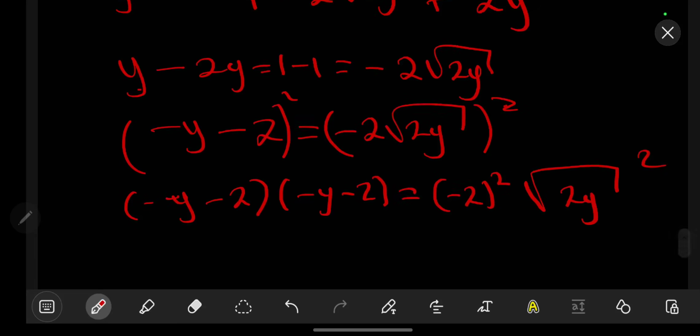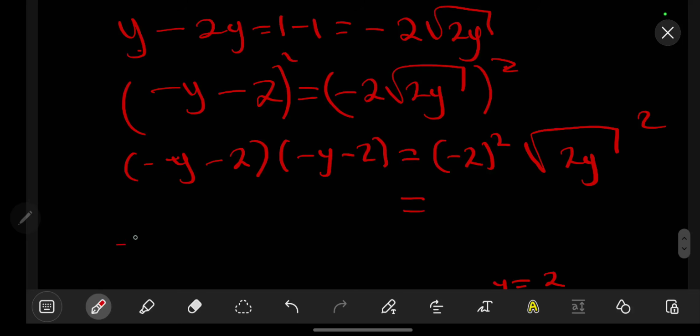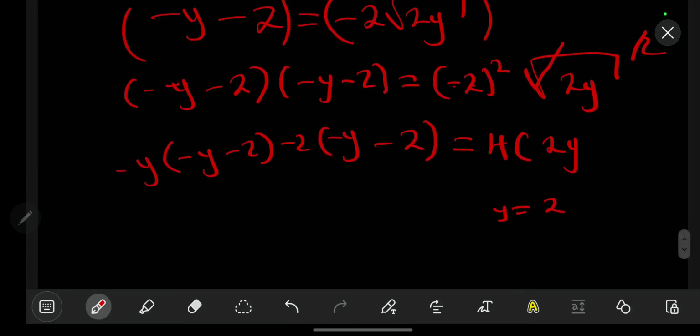So the square root is distributive, meaning to say it affects everything. Let's multiply. Negative y multiplies everything. Negative y minus 2. Then we have minus 2, then this minus 2 multiplies everything. So we have this minus 2 should be equal to, we have negative 2 squared. That will give us a 4. Then this and this will cancel. We are going to have a 2y like that.